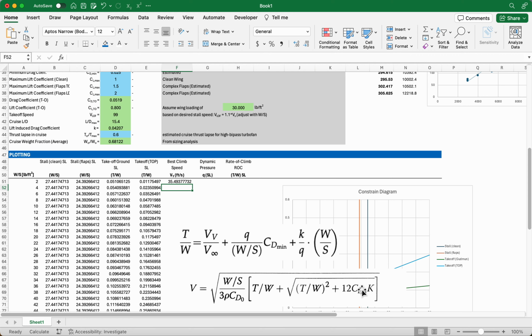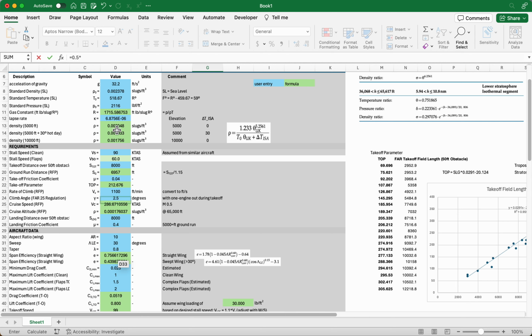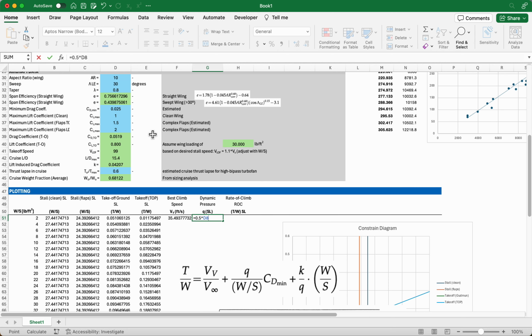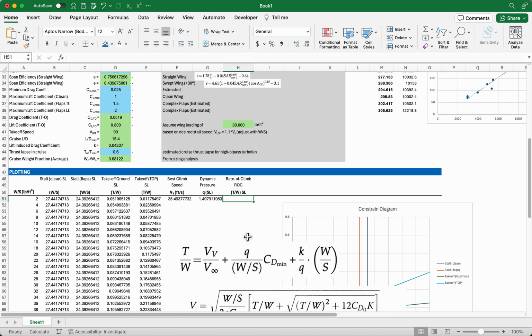So it's just going to be the square root of our minimum drag term times our wing loading and so on. Next, we got to find our dynamic pressure. Dynamic pressure is equal to 1/2 rho v squared. So 0.5 times our density at sea level. Scroll back up, way up here, times our velocity. Now our velocity is already in feet per second, so I don't have to worry about multiplying by 1.688, which is nice. So our velocity squared, and that gives us our dynamic pressure.